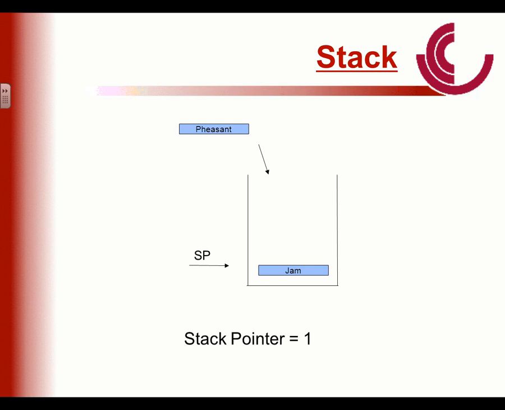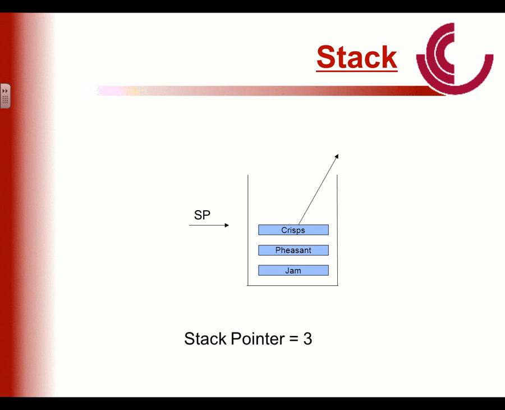So if we get another piece of data coming along, what's going to happen to our stack pointer? It's going to go up by 1. Ta-da! And similarly, if we get another piece of data, then we put that in, and the stack pointer goes up again. And what happens if a piece of data wants to leave our data structure? The stack pointer goes down by 1. So it does.